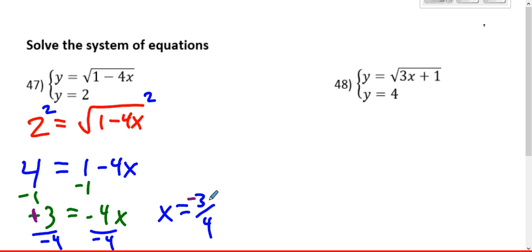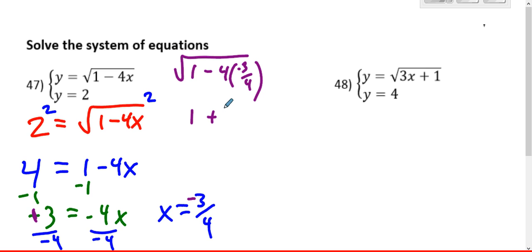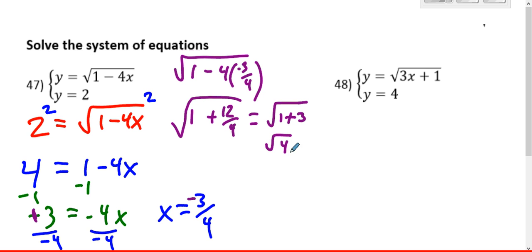So when we plug that back in to get our y value that goes with it, we plug that in here, so that's 4 times negative 3/4. So that's 1 minus, well, negative times negative is positive. 4 times 3 is 12 over 4. 12 over 4 is 3. So you have 1 plus 3 inside the square root. So that's the square root of 4, which is 2. So our y value is 2. Our x value is negative 3/4. The y value is 2. That's what it was supposed to be.